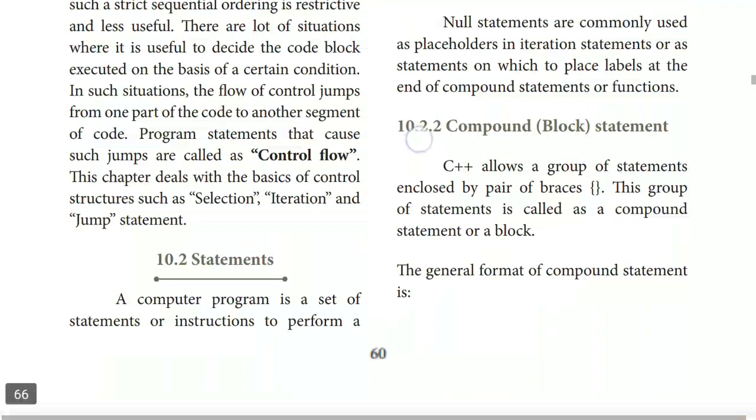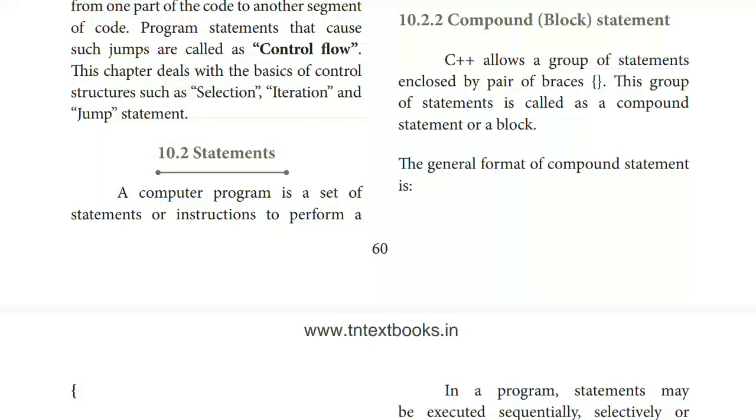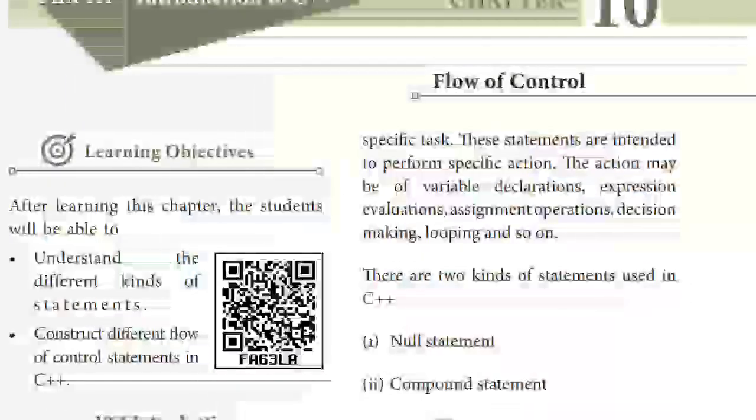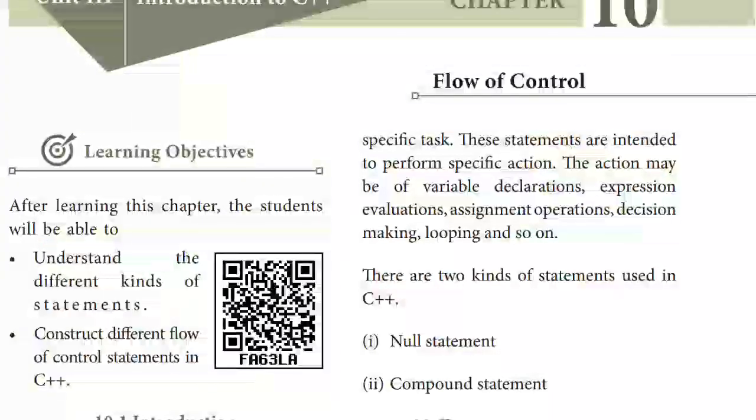First of all we'll see what a statement is. A computer program is a set of statements or instructions to perform some specific task. These statements are intended to perform specific actions. The actions may be variable declaration, expression evaluation, assignment operation, decision making, looping, and so on. So your statement can be of any use, any task.